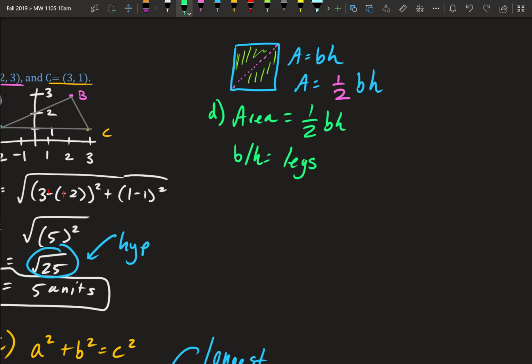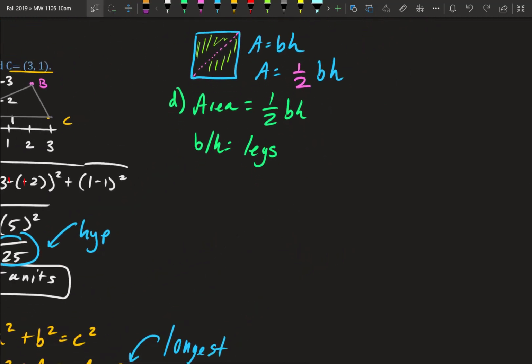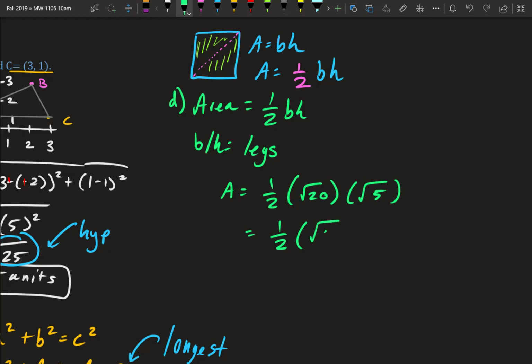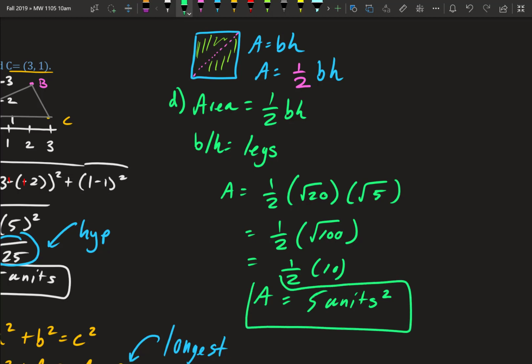Those are just the legs. So plug in the legs. We know what the legs were. We have the values. Use the values in our formula. So we have area equals 1/2 base, which is square root of 20, height, which is square root of 5. Those are interchangeable. It doesn't matter. So we have 1/2 times square root of 20 times square root of 5, which is square root of 100. Let's simplify that. 1/2 times 10, because the square root of 100 is 10. So the area equals half of 10, which is 5 units squared. So the area of this triangle is 5 units squared.